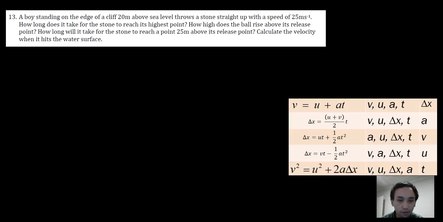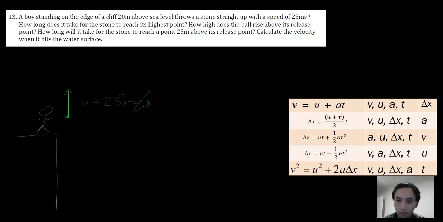So we have this cliff, boy, throws a stone 25 meters straight up. Okay, now what we're going to assume over here is that when you throw this stone up, so here we got a stone, goes up, oops, let's draw a straight line, goes straight up, 25, so u is equal to 25 meters per second.